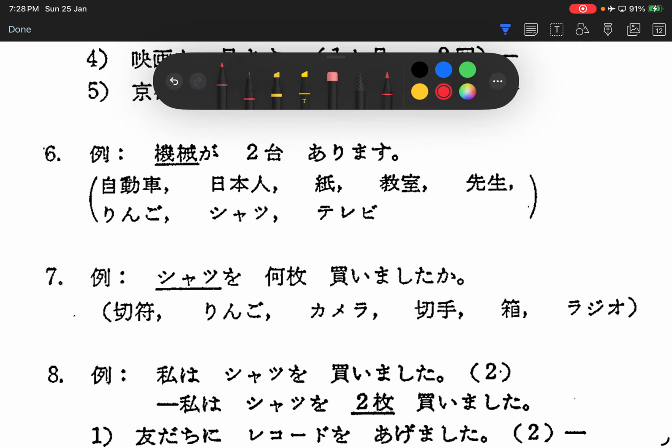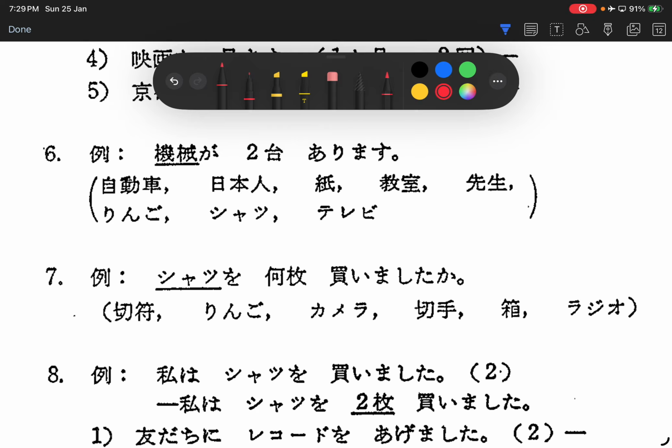Next one, リンゴ. Yes, Rachel. リンゴが2個あります。Thank you. シャツ. How do we count? シャツが2枚あります。So it's flat, so we just count by 枚. Next, テレビ. Easy. テレビが2台あります。Okay, good. Moving on to the next one, we have 7.